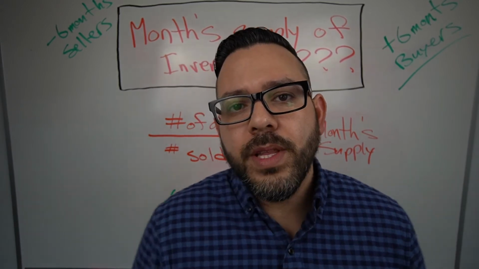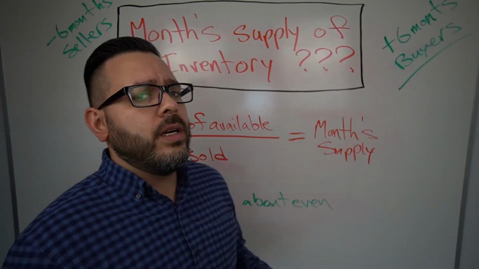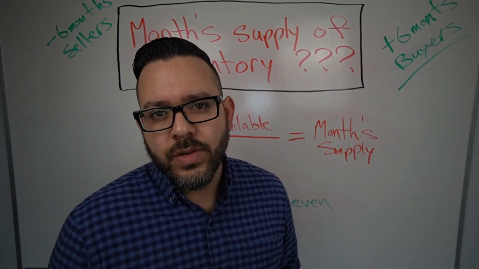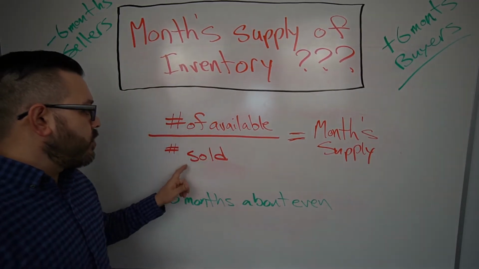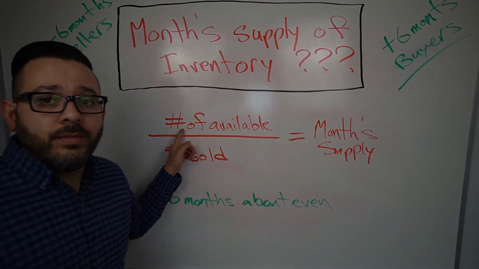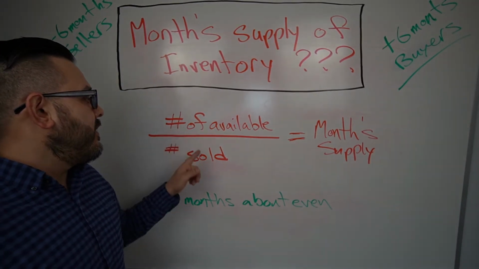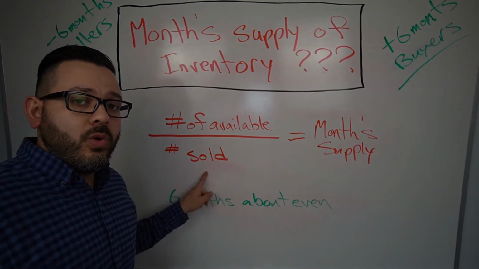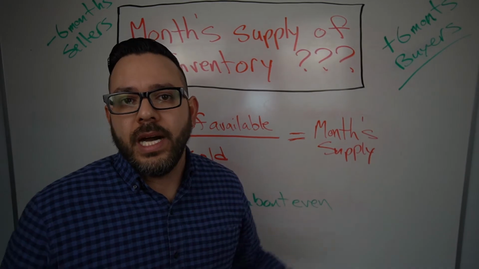Well, it's a formula that we use, and it's pretty simple. What we do is we look at a time period. It's typically the last 30 days, and then we look at the number of homes that were sold in that time period, and we look at the number of homes that are available today. So if you look at the available number of homes today and divide that by the number of homes that have actually sold in the last month, that'll give you what our month's supply is.